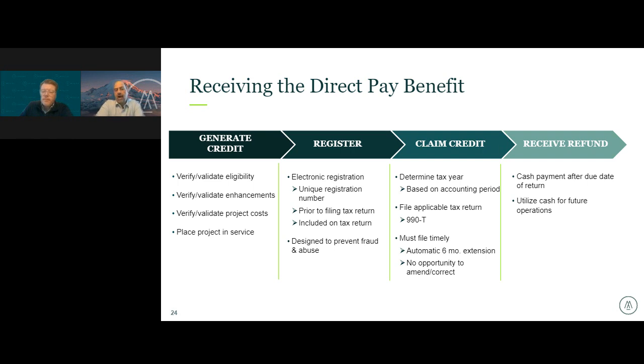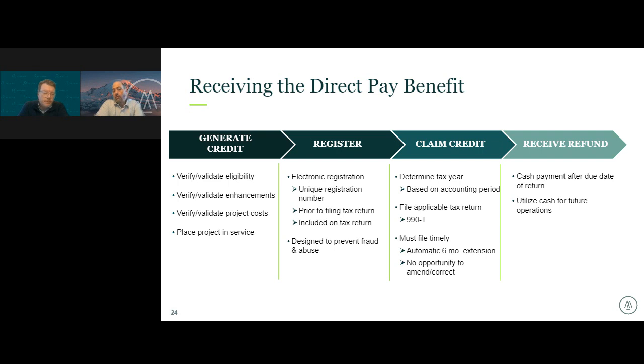You're going to determine your tax year, and it's based on your accounting period. So if your accounting period ends June 30th, you're a June 30 taxpayer. Or if your accounting period ends at the end of the calendar year, you're a calendar year taxpayer. You then will claim that credit on a 990T if you're a tax-exempt entity or a tribe or a governmental entity. You're going to file a 990T, and it must be done timely. There is an automatic 6-month extension that you can have granted, but what's important is there's no opportunity to amend or correct later. So if you miss it, you miss it, and that's unfortunate.